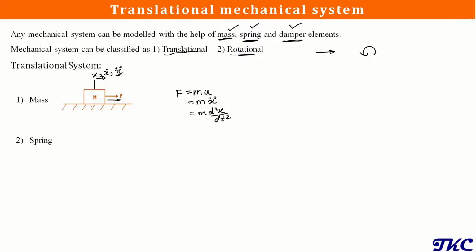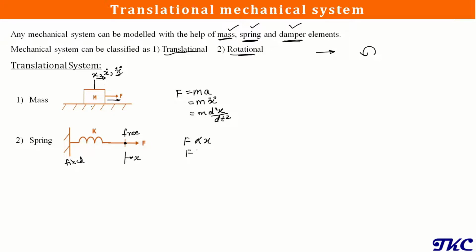Now, the next element is the spring element, which represents the stiffness of the system. We represent the spring element in this way, and here one end is fixed and the other is the free end. When we apply some force at the free end, and say this free end is moved by some distance x, the force that the spring is going to develop will be proportional to this distance. So we can write F of spring is proportional to x.